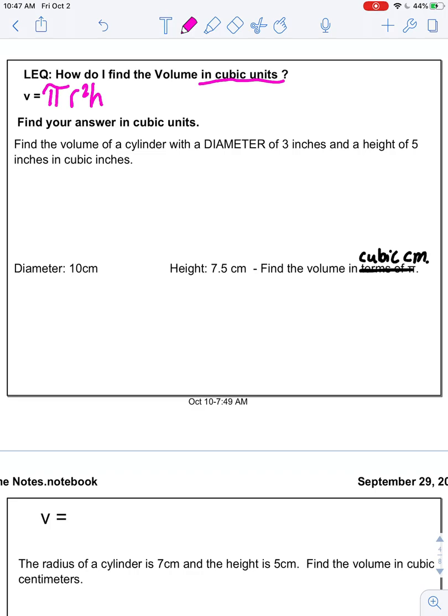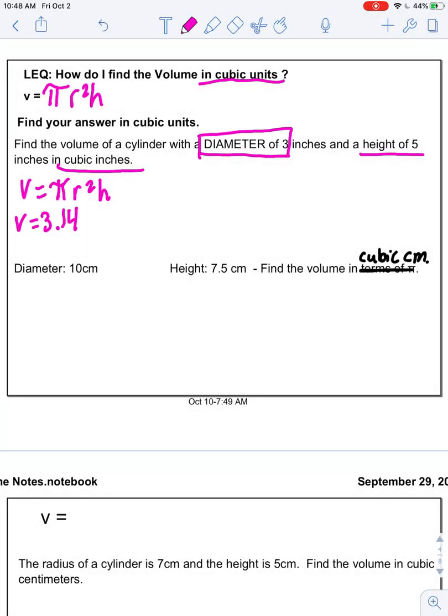Find the volume of a cylinder with a diameter of 3 and a height of 5 in cubic inches. So we need our formula, V equals pi r squared h. For pi, we're going to use 3.14. Do not use the pi button on the calculator. Then we're given a diameter, so we can't use the diameter because we need the radius. And remember we said we can take that diameter divided by 2 to get the radius.